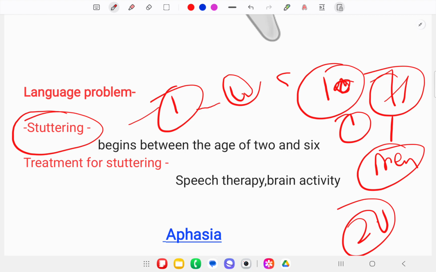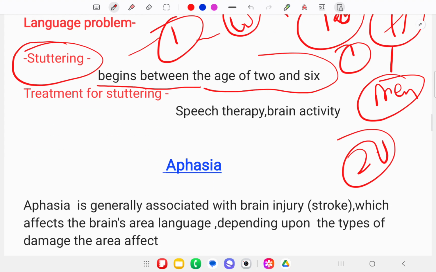Stuttering begins between the ages of 2 and 6. The treatment for stuttering is speech therapy and brain activity. What happens in speech therapy? They give some words to recall, and daily make them practice how they should speak, the words they have lost, and the words with which they have trouble in pronunciation.